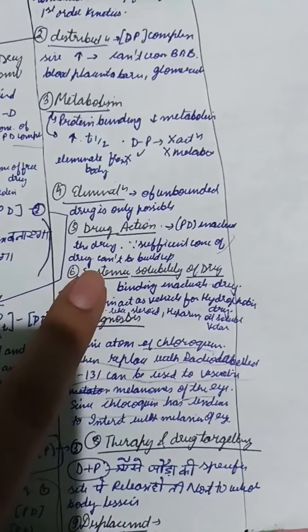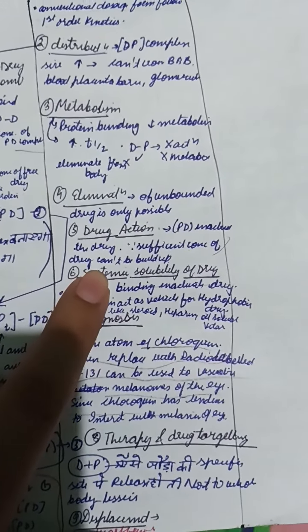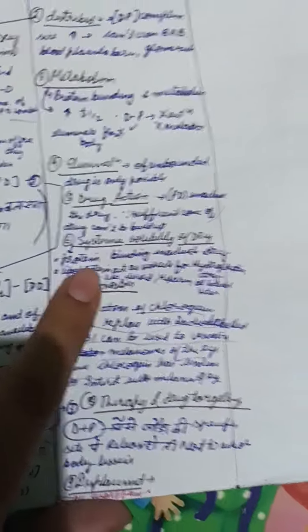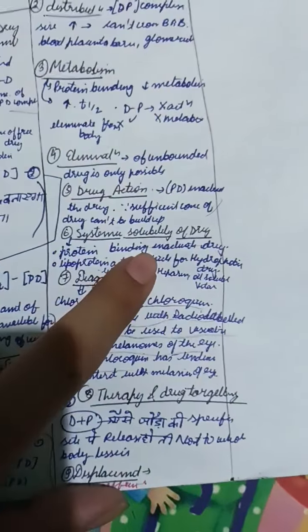For drug action, the protein drug complex is inactive, therefore sufficient drug action can't be shown because a sufficient concentration of the drug is not present. The systemic solubility of the drug will also decrease.